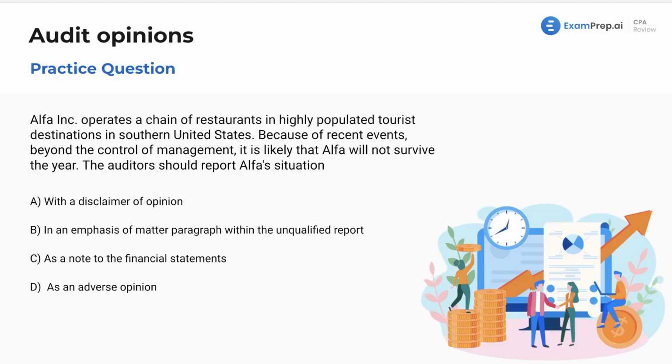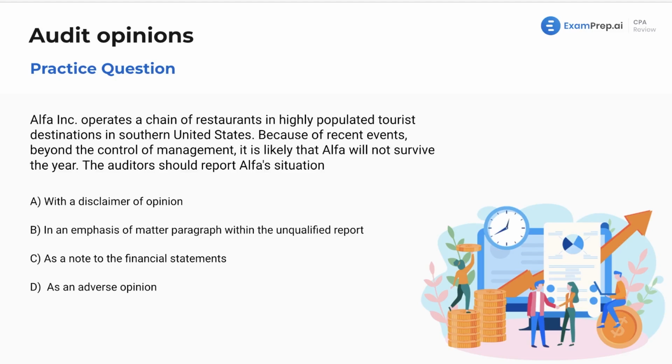Alpha Inc. operates a chain of restaurants in highly populated tourist destinations in the southern United States. Because of recent events beyond the control of management, it is likely that Alpha will not survive the year. So it looks like we've got a going concern issue. The auditors should report Alpha's situation. How so?